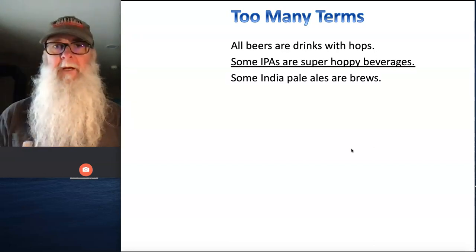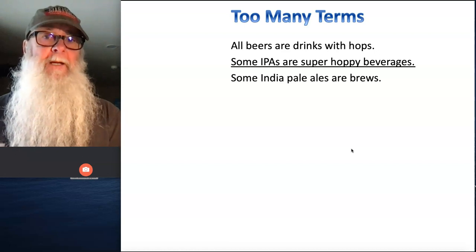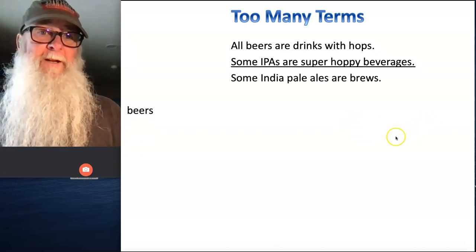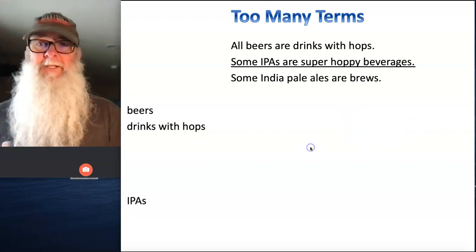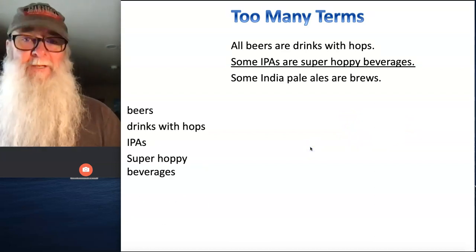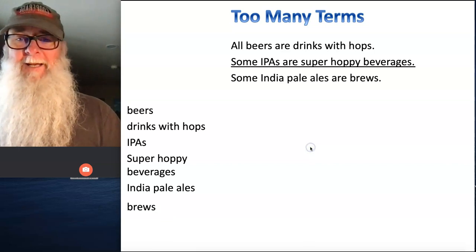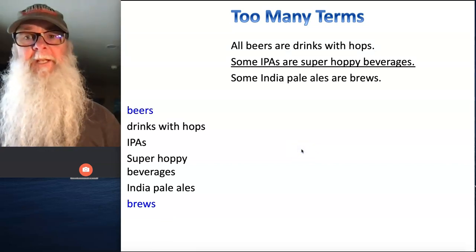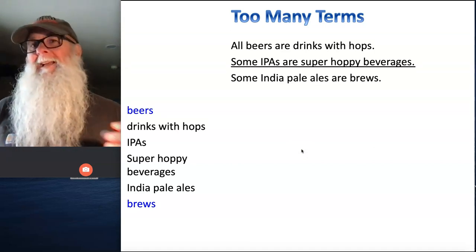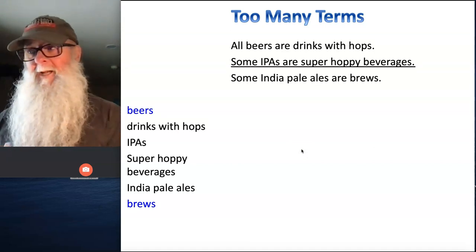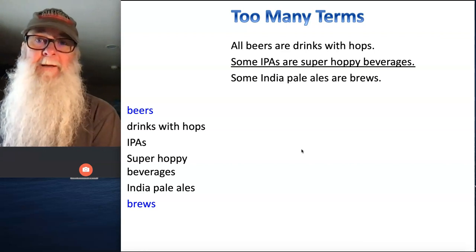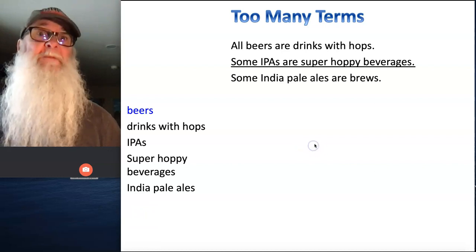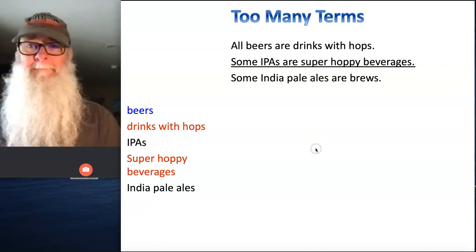So take a look at this argument. All beers are drinks with hops. Some IPAs are super hoppy beverages. Therefore, some India Pale Ales are brews. So we've got beers and drinks with hops and IPAs and super hoppy beverages and India Pale Ales and brews. So again, how do we reduce down these terms? We look for synonyms. Beers, brews, those words are slightly different in meaning, since sometimes when we talk about brew, we're talking about coffee. But in this context, we know, well, this person's probably talking about beer, that specific brew. So we're going to choose that as our term.